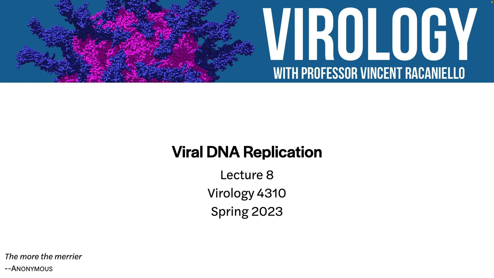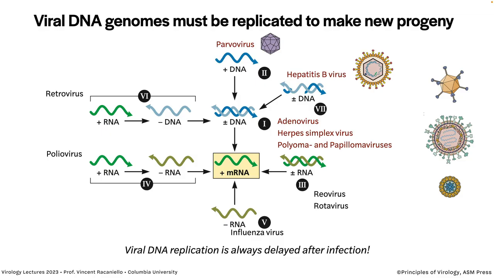Today we're going to talk about DNA replication. Last time we talked about RNA, this time DNA. These are some of the viruses we're going to be talking about today. Here are group one, viruses with double-stranded DNA. Group two, viruses with single-stranded DNA. We're not going to talk about hepatitis B virus, even though the genome is DNA, because it has reverse transcriptase in its replication cycle. So we're going to talk about that on Monday.